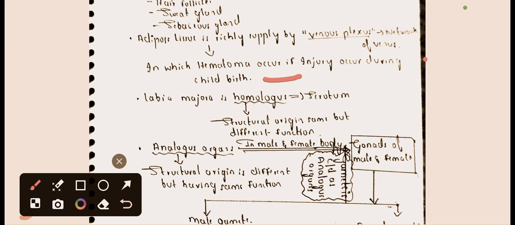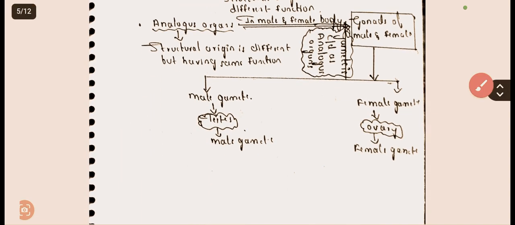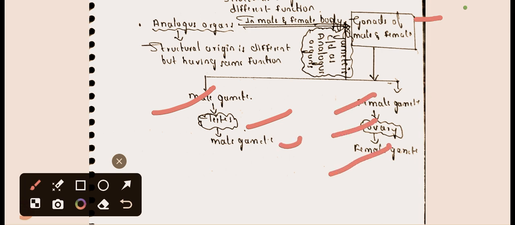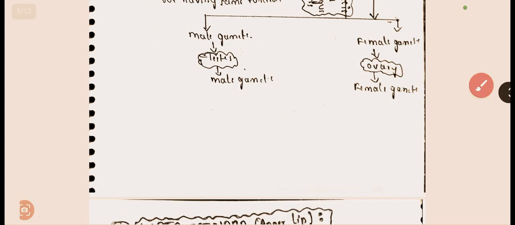Labia majora is homologous to the scrotum. The structural origin is the same but the function is different. What is meant by homologous? It means the structural origin is the same but the function is different. Next, analogous. Analogous, in male and female bodies, like the gonads: the male gonad is the testes and the female gonad is the ovary. The structural origin is different but the function is the same. That is analogous.